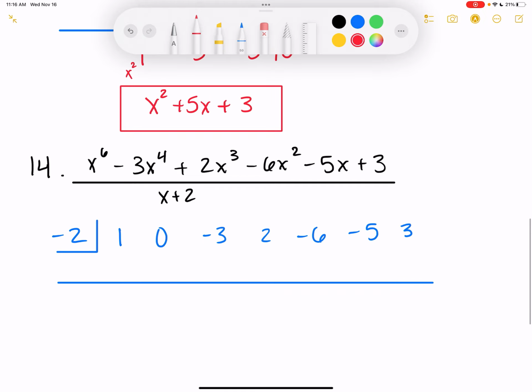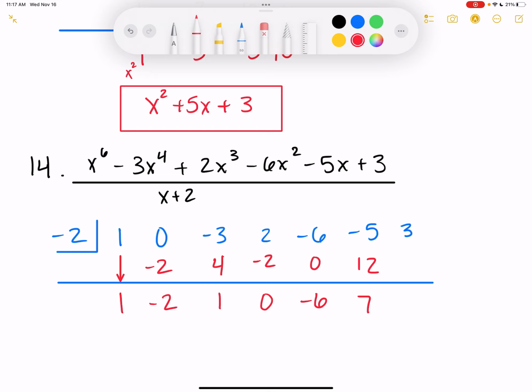So bring down the 1. 1 times negative 2 is negative 2. 0 minus 2 is negative 2. Negative 2 times negative 2 is positive 4. Negative 3 plus 4 is 1. 1 times negative 2 is negative 2. 2 minus 2 is 0. 0 times negative 2 is 0. Negative 6 times negative 2 is positive 12. 12 minus 5 is 7.